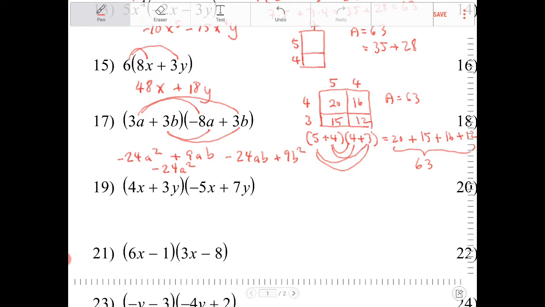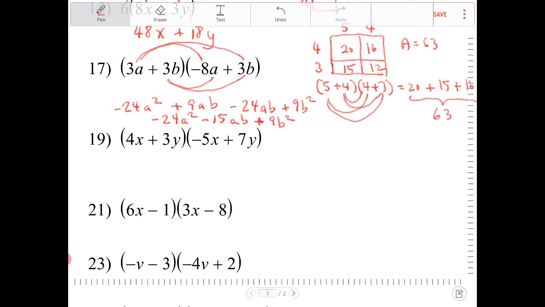9 minus 24, what exactly is that? That is going to be minus 15ab, and then plus 9b squared. So that's the answer to number 17. We're going to apply that again, and I'm going to go through this a little quickly.